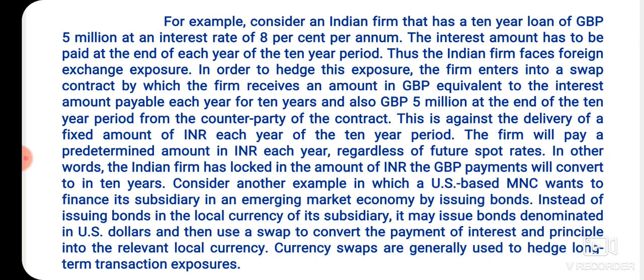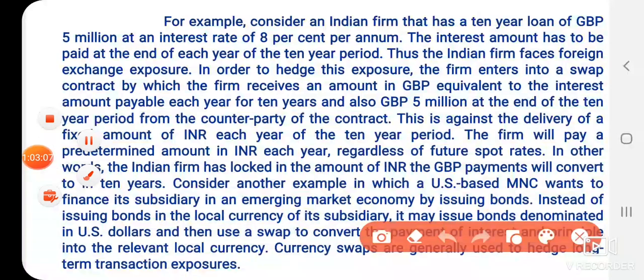Thus, the Indian firm faces foreign currency exposure. Here they are facing foreign exchange risk. How do they minimize this type of risk? The Great Britain pound's value is much higher when compared to the Indian rupee. So, in order to minimize such risk, the firm enters into a swap contract.